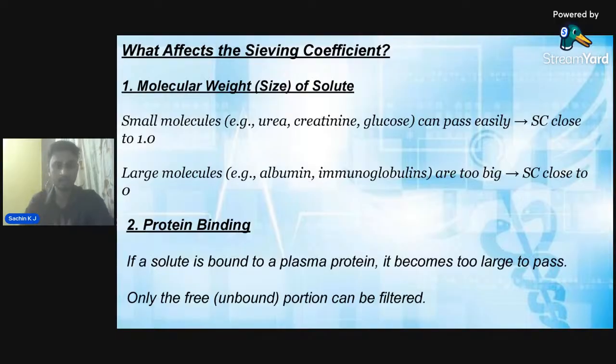If it is a large molecule, for example albumin, RBCs, immunoglobulins, and many protein molecules, these are all big-sized molecules. They won't be removed in ultrafiltration. Their sieving coefficient is 0. Protein binding: if a solute is bound to plasma proteins, it becomes too large to pass. Only the free, unbound portion can be filtered.